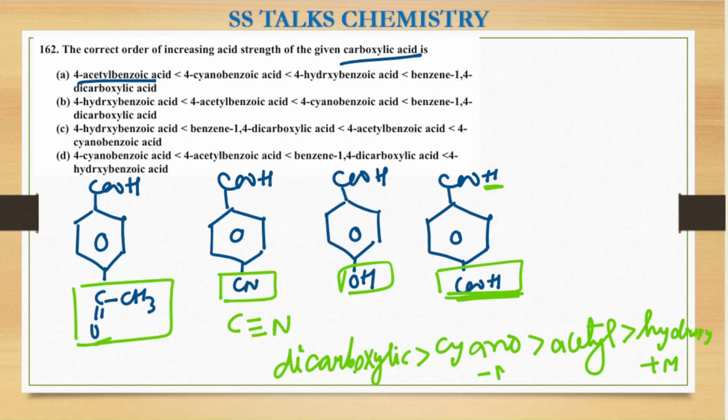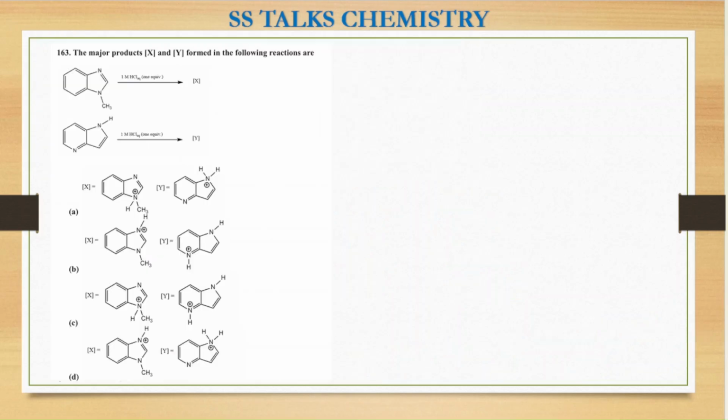Okay, both of these will be applying the minus M. So the correct sequence is this one: the dicarboxylic, followed by the cyano, followed by the acetyl group, and the least is the hydroxy, that is in option B we are seeing here. So the correct answer is option B in this case, right? Now let us move on to the next one, that is this question you are having.